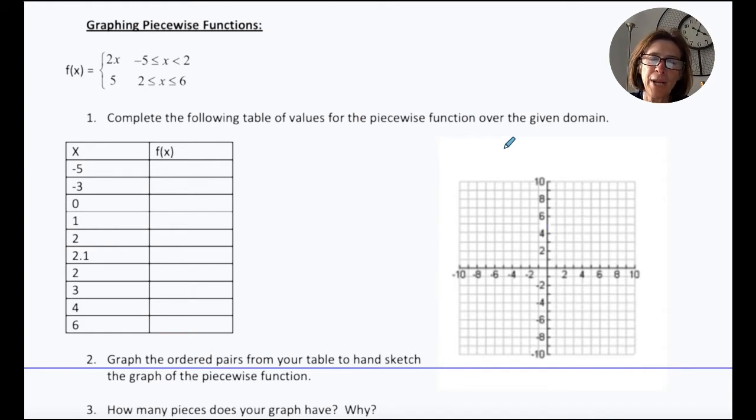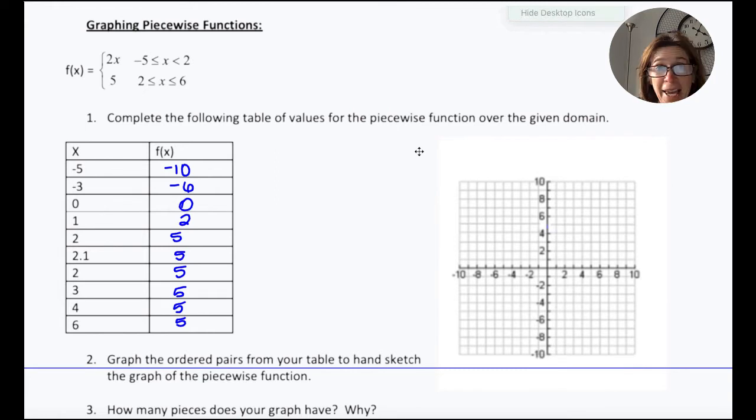Let's look at what happens when we graph this really easy piecewise function using a table of values. You can see that I've got f of x equals 2x and 5 over the given domain. Those are the x values I'm going to be looking at, and those are the pieces within those x values. I made a table here, so go ahead, press pause, and fill in the table. Let's see if you can read the piecewise function carefully.